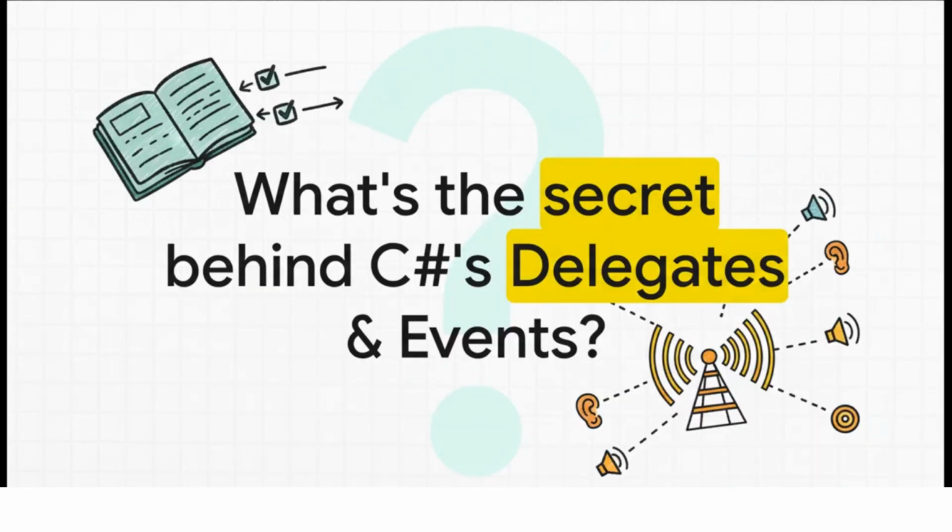So why all the mystery? Well, when you first look at delegates and events, they seem pretty much the same, right? But here's the secret. They have completely different jobs. And honestly, figuring out that difference is the key to writing way cleaner, way more efficient C-sharp code.